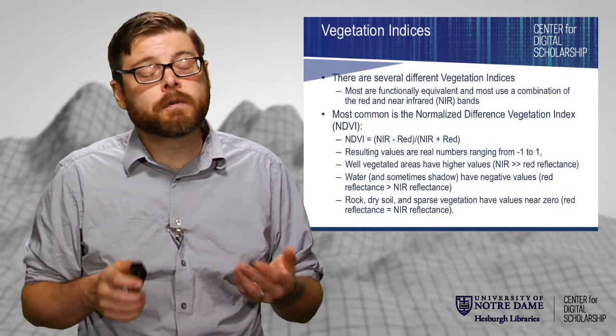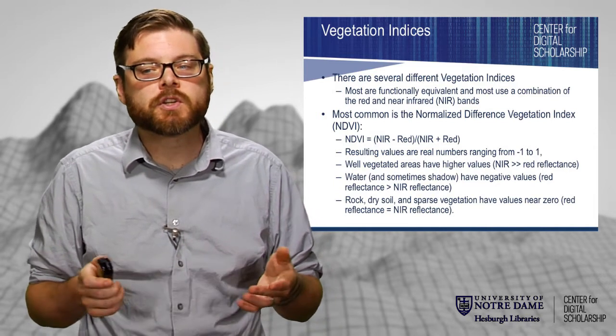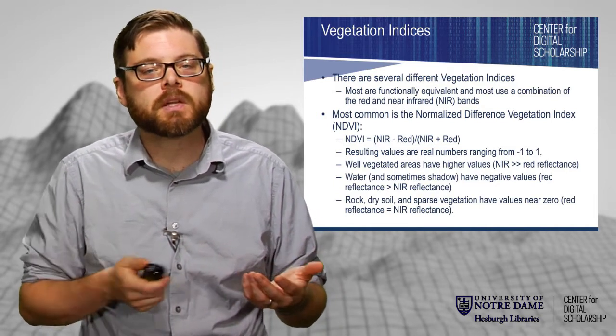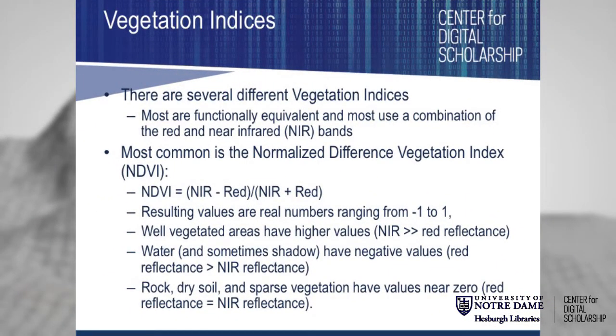So there are several different vegetation indices that we can use. Most are functionally equivalent and use some combination of red and near infrared. But the most common one, and the one we're going to focus on, is something called the NDVI, or Normalized Difference Vegetation Index. It's essentially a scaled version of the relationship between those two bands, where the values range from -1 to 1.